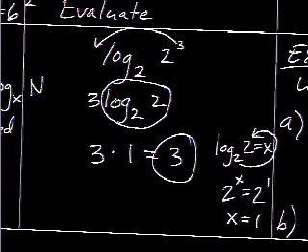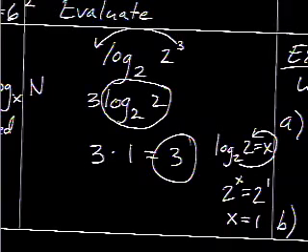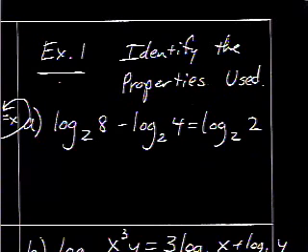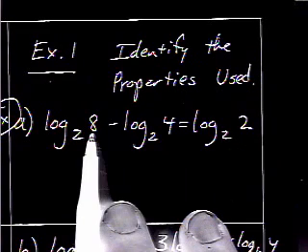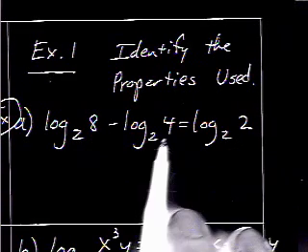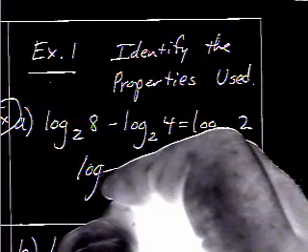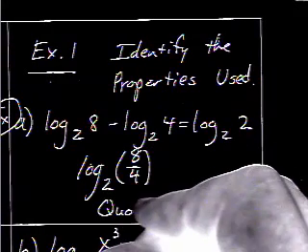But we can use that power property in order to move that exponent down in front and simplify what we're dealing with. Okay, example 1 in your notes or in the textbook talks about identifying the properties that are used. So when I look at this, I'm saying what property was used to go from log base 2 of 8 minus log base 2 of 4 to log base 2 of 2. Yes, you were doing log base 2 of 8 over 4. That is the quotient property.